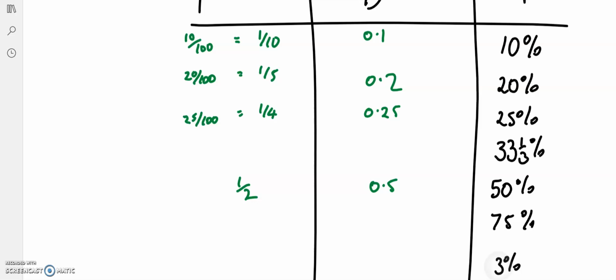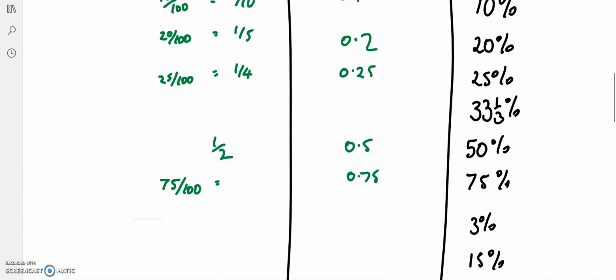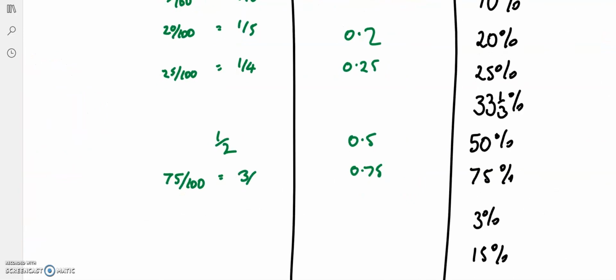75%, well, that would become 0.75. And if we think about 75% for a little second, 75% is 75 out of 100. But they're both in the 25 times table. So 75% can be calculated using the fraction 3/4. So if we want to figure out 75% of something, we could just figure out 3/4 of it.